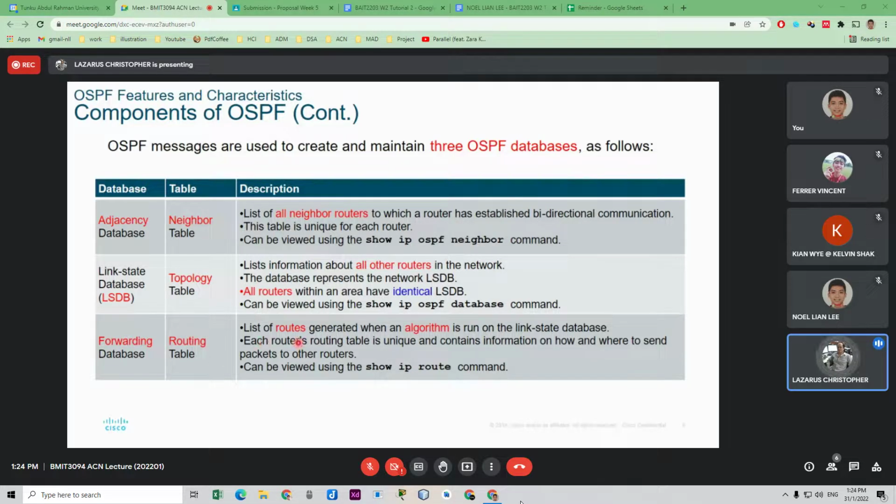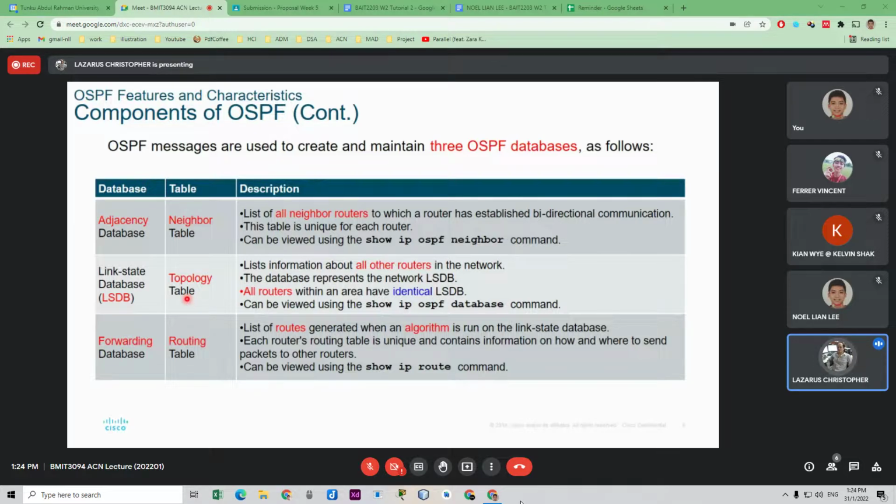The list of routes inside this routing table is generated when an algorithm is run on the link state database. So you have the topology. Basically, we see the topology as a topology diagram, right? But of course, in the router it is software, so it looks at it like a graph network, a data structure. It's a data structure basically, right?